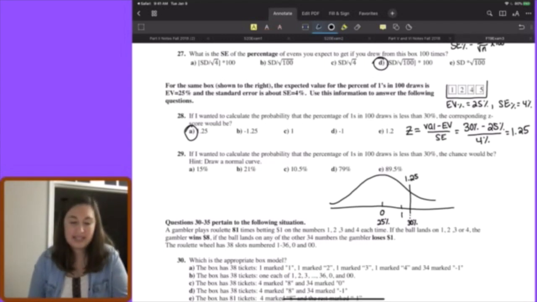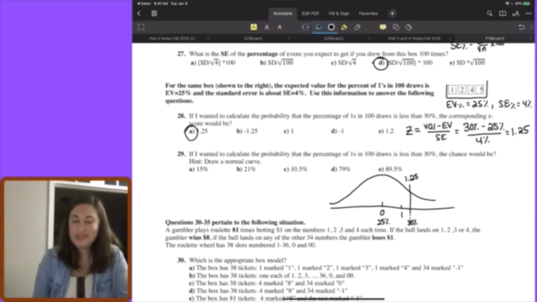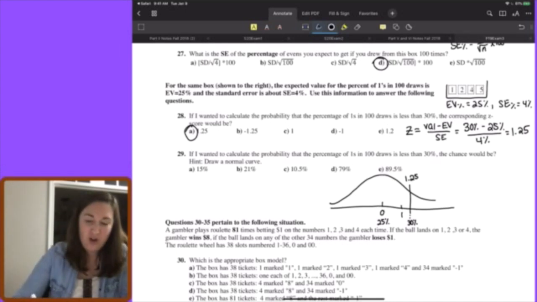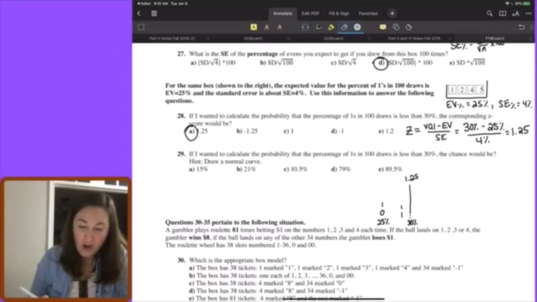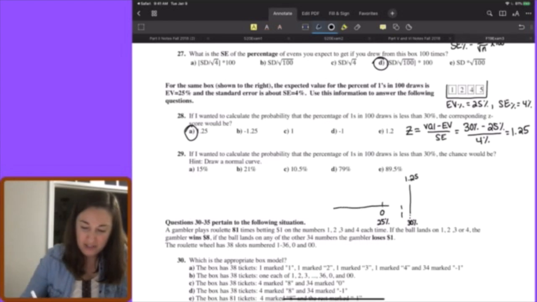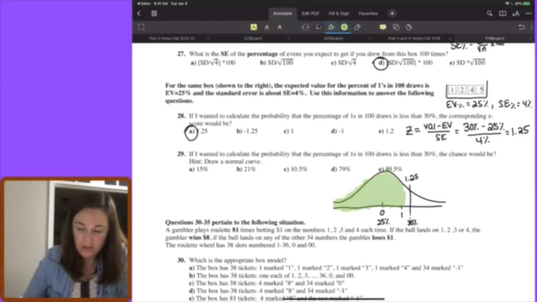So 29 is asking me if I wanted to calculate the probability that the percent of ones in 100 draws is less than 30%, what would the chance be? So I drew my normal curve already, and then I'm going to shade everything. Oh no, oops. Sorry you guys. I meant to do a shading and I did the eraser there. This is what I wanted. I'll make it green. Here we go. So I want everything below 1.25.